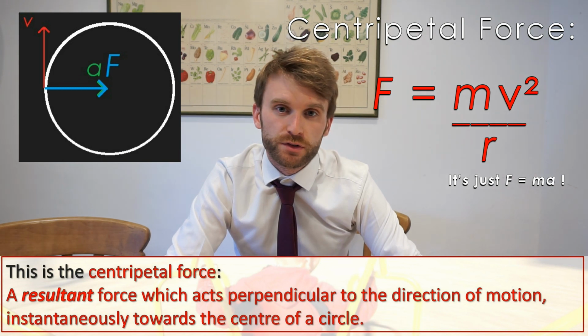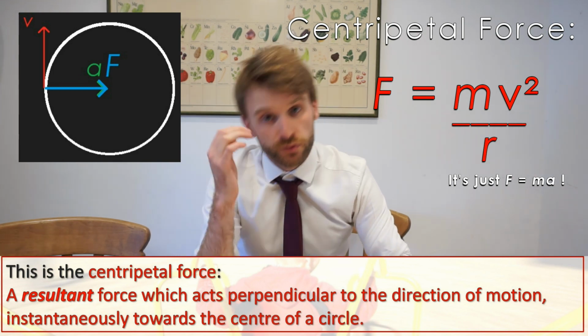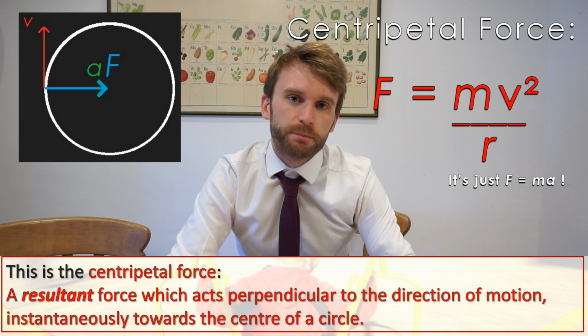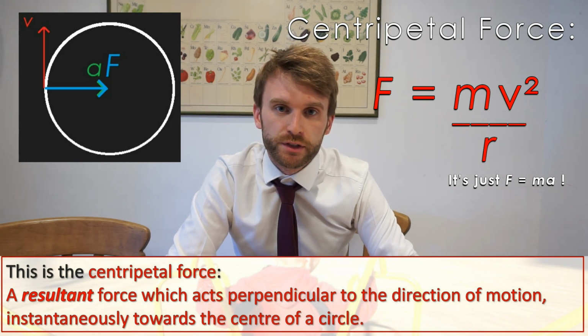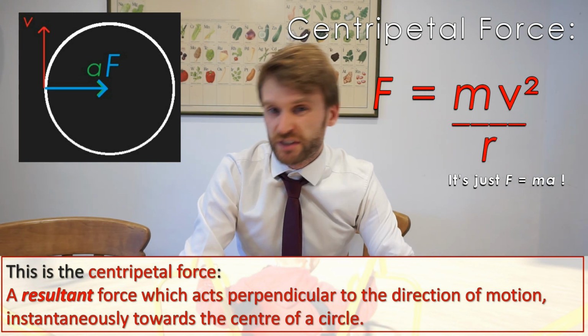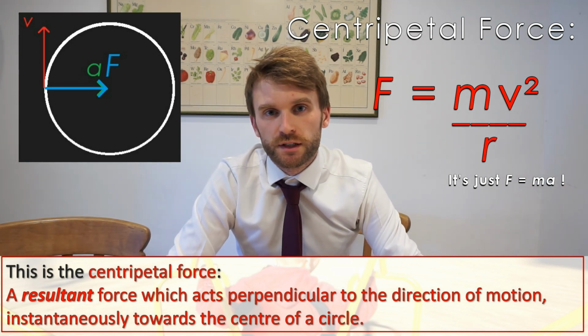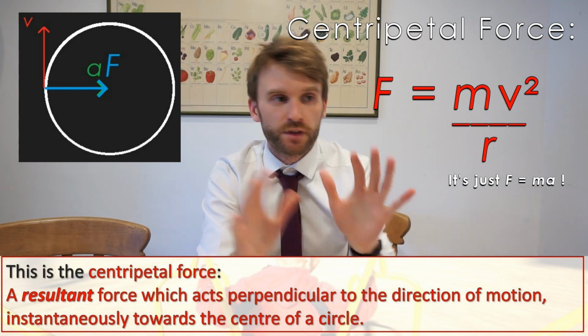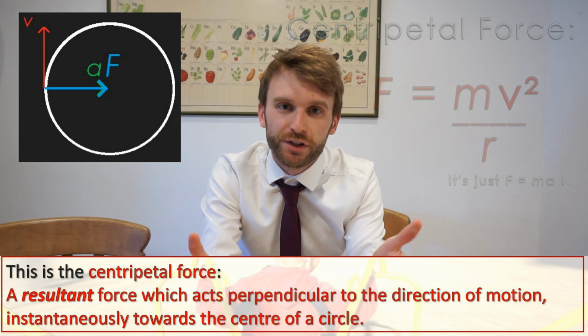The centripetal force definition is it's the resultant force which acts perpendicular to the direction of motion instantaneously towards the centre of a circle. Acceleration, v squared over r, so force is mv squared over r. If those conditions are not met, you will not move in a circle. Simple as. When you're talking about circular motion, the notion of speed is only useful under certain conditions.